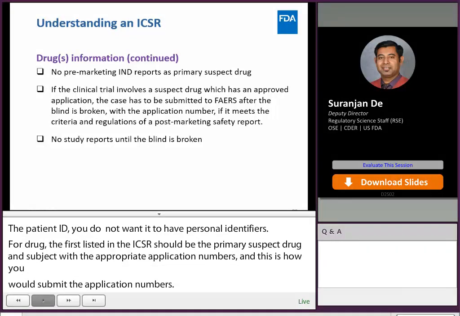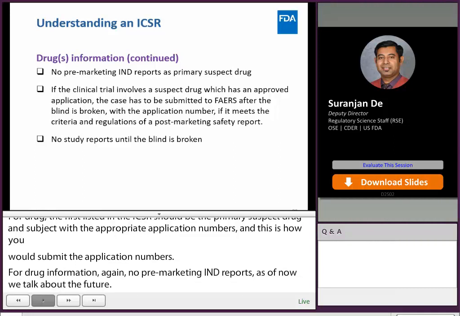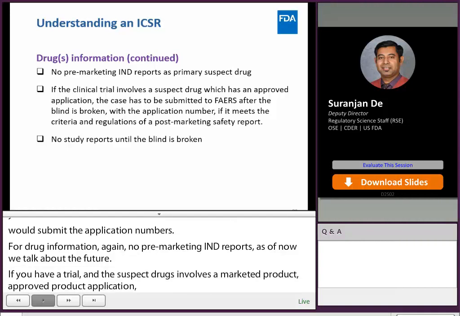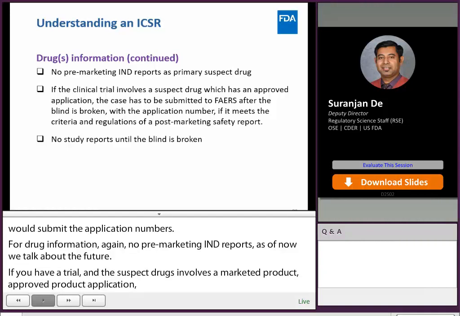If you have a clinical trial going on, and the suspect drug involves a marketed product, an approved product application, the case has to be submitted to FAERS after the blind is broken, with the application number. Of course, it has to meet the criteria and regulation for a post-marketing safety report. And finally, no study reports until the blind is broken.